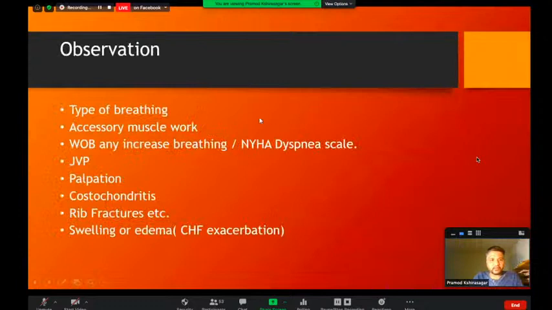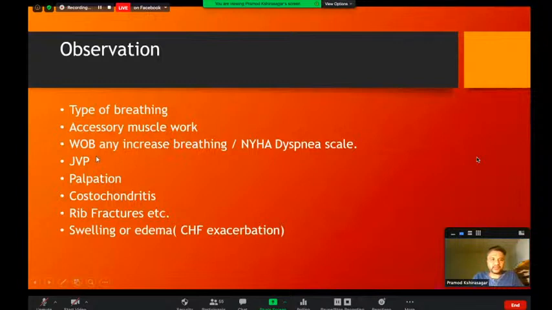And then you observe the type of breathing and accessory muscle work. Patients with COPD tend to use the accessory muscles because the diaphragm is not effectively working, so there is an altered pattern of recruitment. Usually the diaphragm is the chief muscle of inspiration, whereas patients with COPD use their thoracic wall muscles, the external intercostal muscles, more. So you don't see thoracoabdominal or abdominal-thoracic breathing. That pattern is not typically seen in patients with advanced COPD.